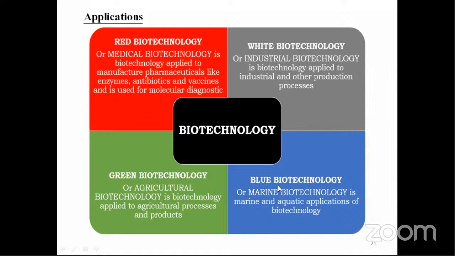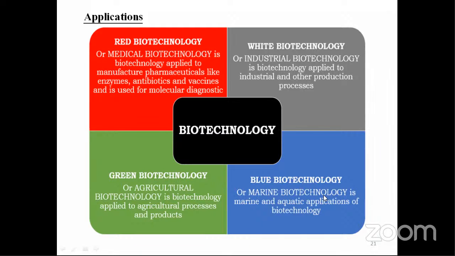Then blue technology, again marine biotechnology. The color itself indicates that it will be water. Marine biotechnology is the marine and aquatic applications of biotechnology. So these are the 4 major branches that they have mentioned with the help of the colors. Red means medical, green means agriculture, white means industrial, and blue means the water, that is the aquatic or the marine.